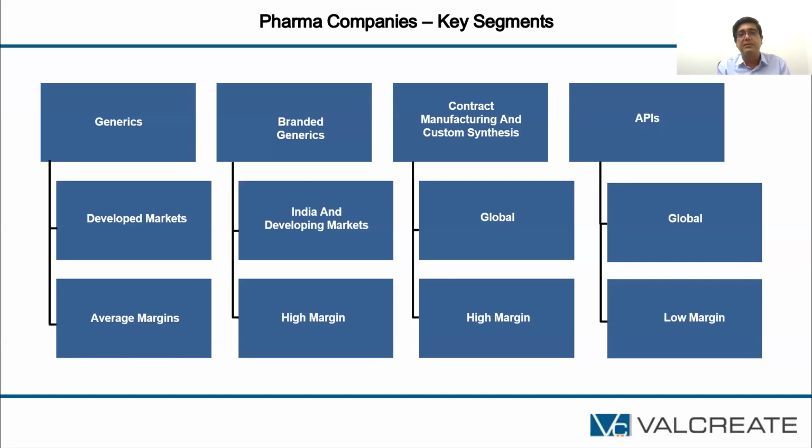There's something called custom synthesis also. I'll come to that next. APIs, as I mentioned, is the medicine that basically acts on your body. It is the main medicine which is acting on the disease and killing the disease. And APIs is a market which is highly crowded. So basically, formulations are sold in the form of generics and branded generics, whereas APIs are just core medicines which are sold to the formulators to formulate. But the API market is very crowded and it is a low margin business globally, unless the API is very, very complex or not as available or in short supply.